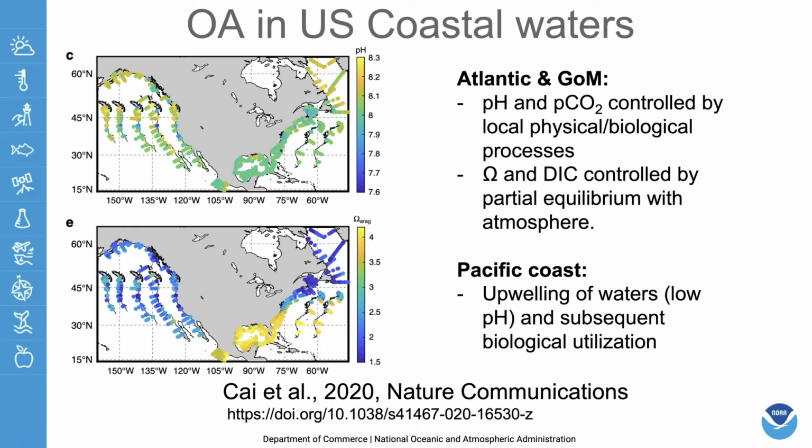So the purpose of our paper was to take a look at the factors controlling the carbonate chemistry along the US coastal waters. If we focus on the Atlantic and the Gulf of Mexico, the aragonite saturation state and the DIC were controlled by the partial equilibrium with the atmosphere, meaning that they kind of followed the increase in carbon dioxide in the atmosphere, whereas pH and pCO2 seem to be controlled by local physical and biological processes. On the Pacific coast, the upwelling of waters with low pH and the subsequent biological utilization of these waters was a main controlling factor.